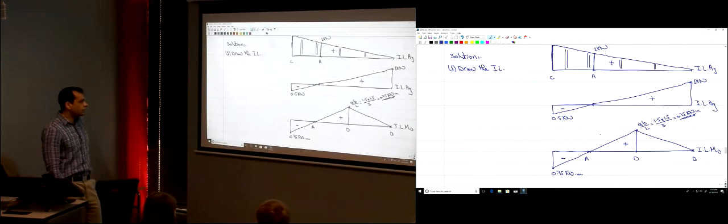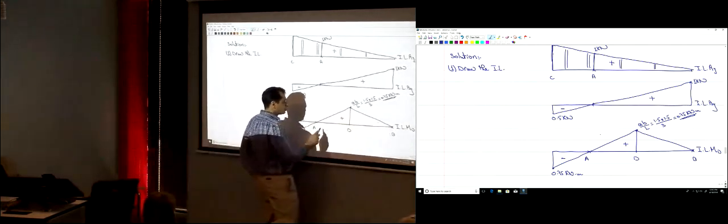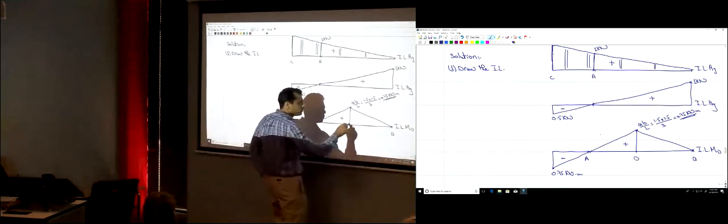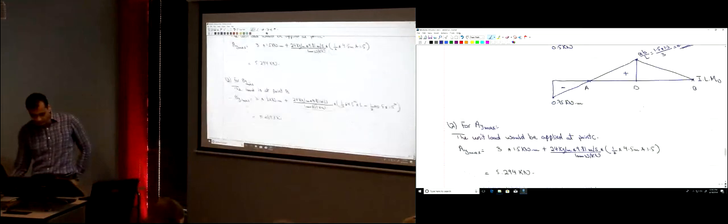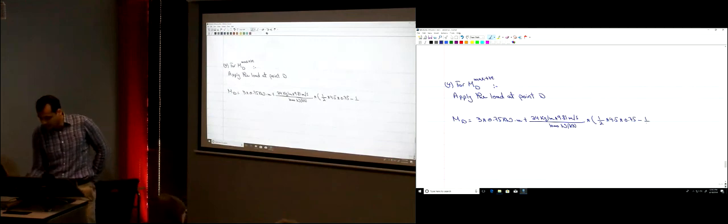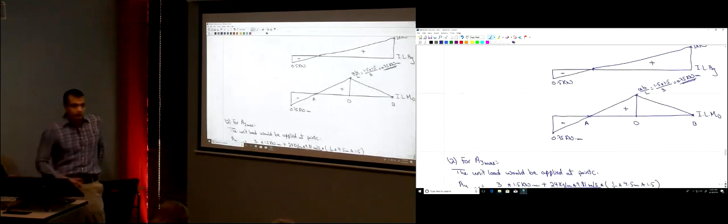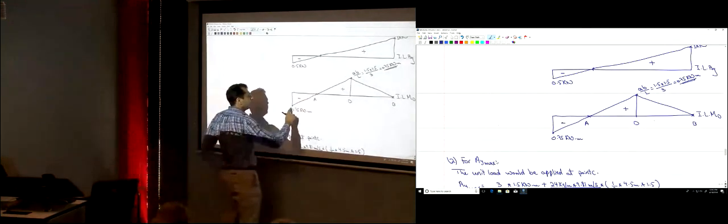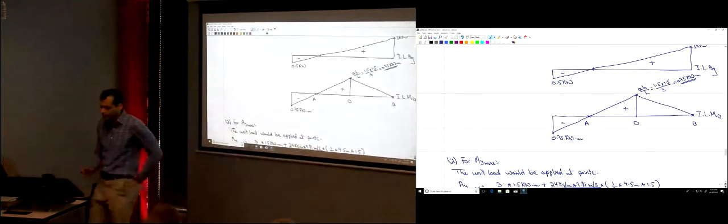Again, we have the positive area and the negative area. The positive area is a triangle, so the area is 1/2 the base, which is 3, times the height, which is 0.75. Let's write this: 1/2 the base times the height, which is 0.75. But we still have a negative area, which is triangular as well, so I have to subtract it: negative 1/2 times 0.75 times the base, which is 1.5.